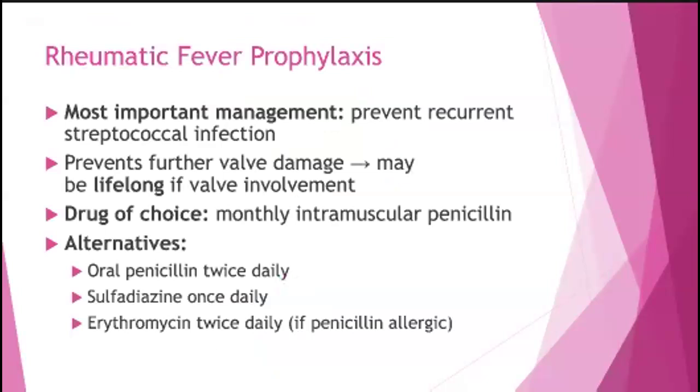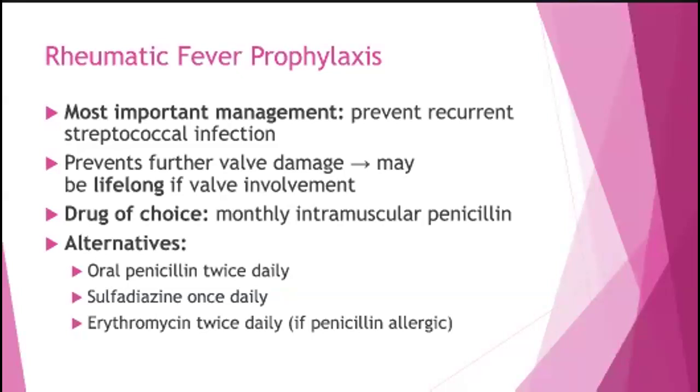So once we have an immune response to the strep, we want to prevent any recurrent strep infections because there's a high likelihood that we'll have more cardiac damage. So these children will go on monthly IM penicillin, which is considered the gold standard. Oral medications are alternatives but require strict adherence.